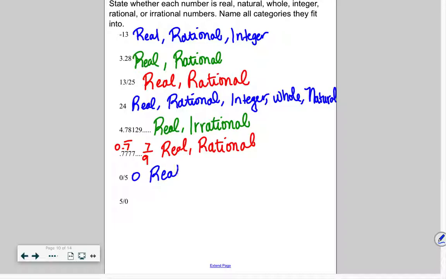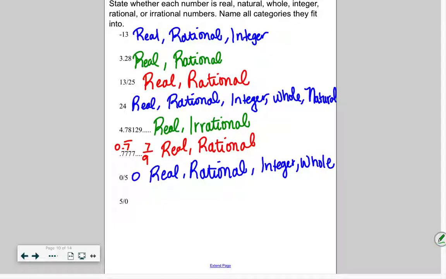Real, rational, integer, whole. Is it natural too? No. Why? It starts with 0. Natural numbers do not start with 0, they start with 1. Whole numbers start 0, 1, 2, 3, 4, 5.